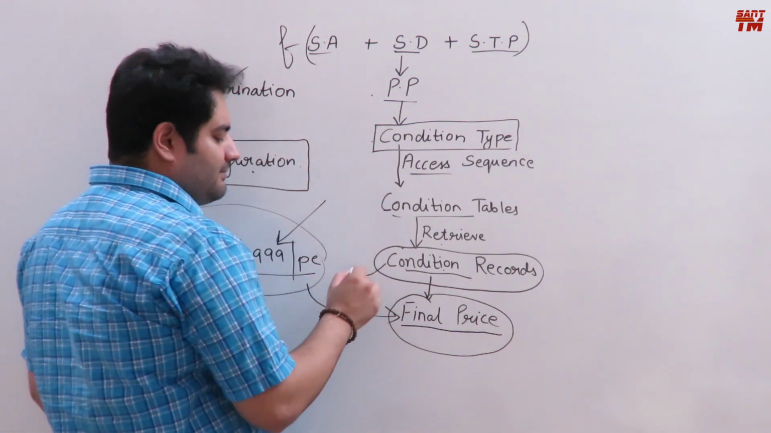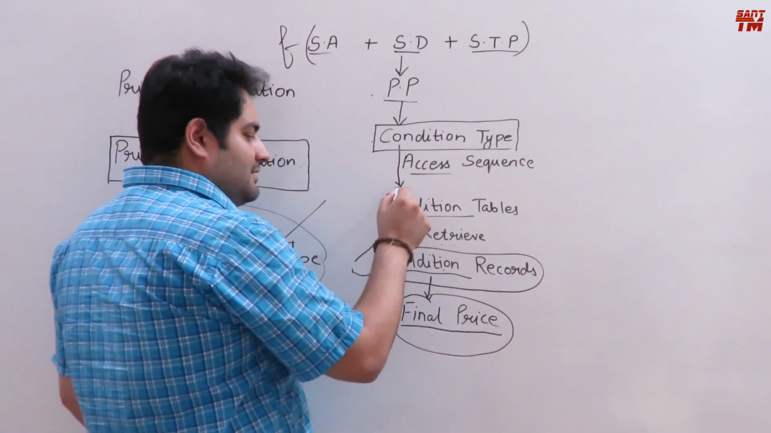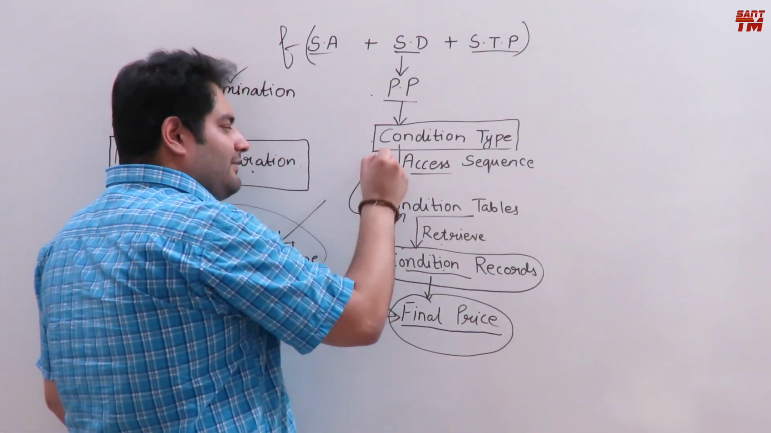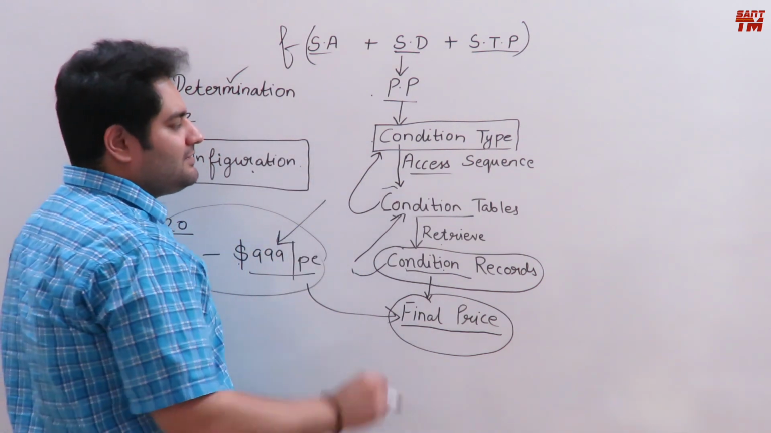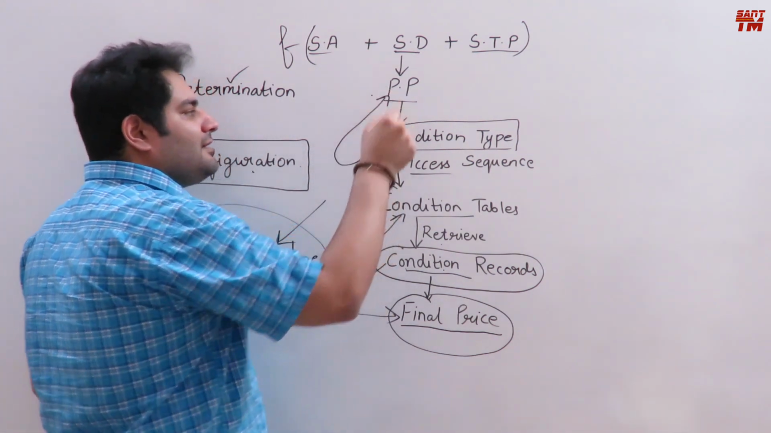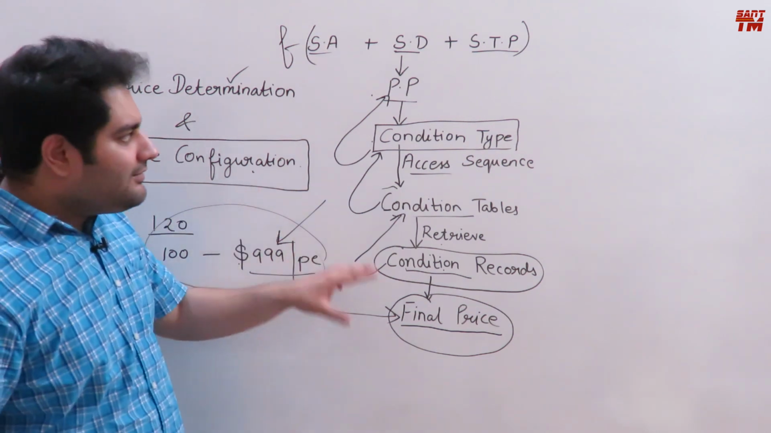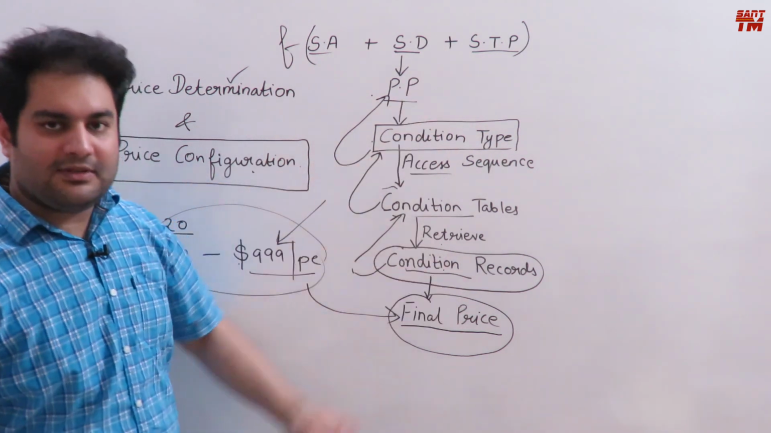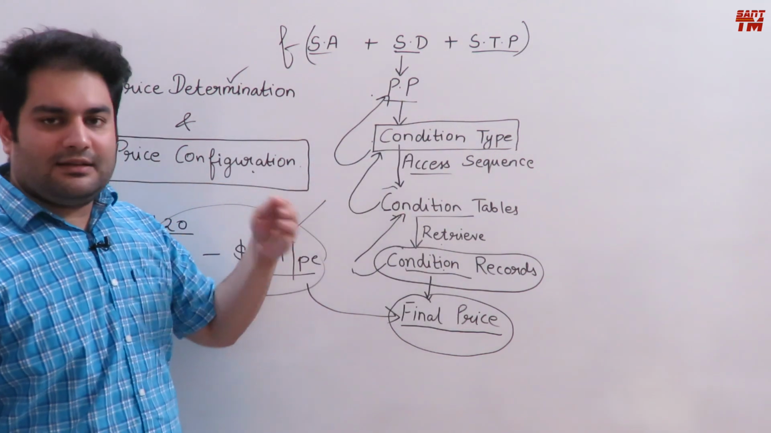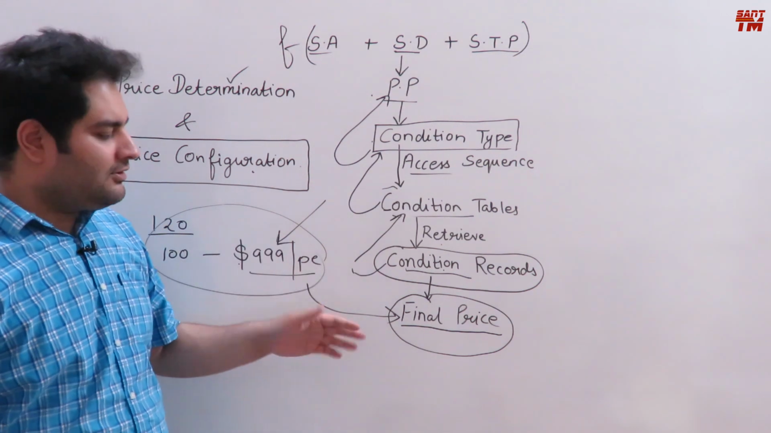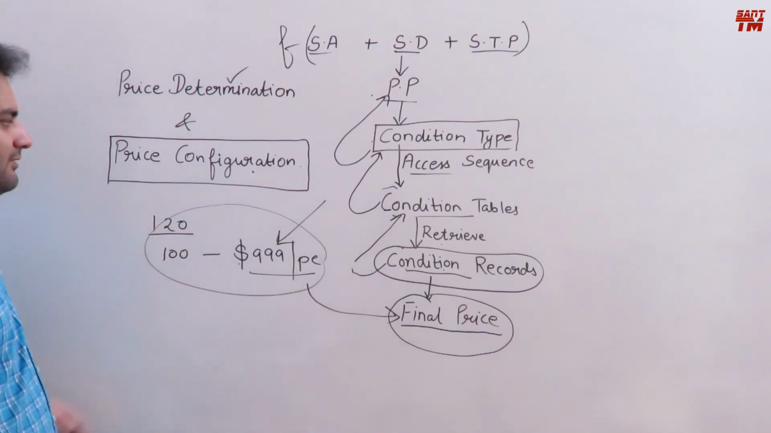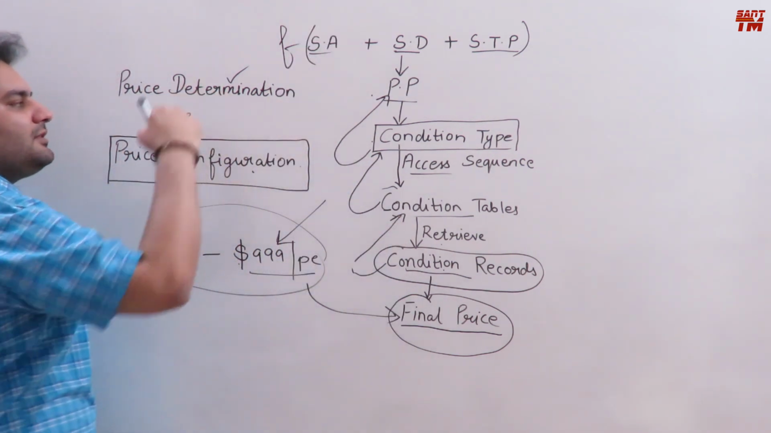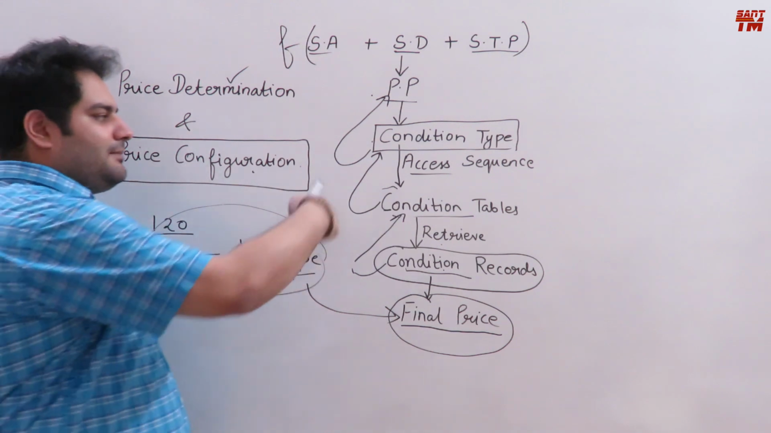These condition records will be stored by the condition tables. That means we have to make these condition tables also in our SAP system. Then we have to define the condition types also in our SAP system. Then we have to configure our pricing procedure such that the relevant pricing procedure is fetched from the system and the relevant condition type is fetched from the system. Then we can get the relevant condition tables, relevant condition records, and then the final price. So we are following a back-step process, opposite to determination. Why are we following the back-step process?